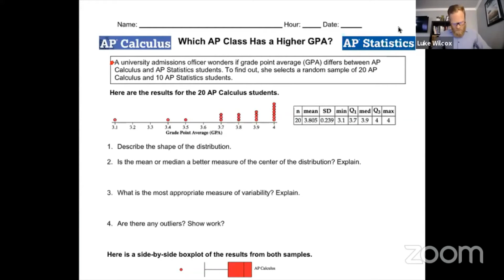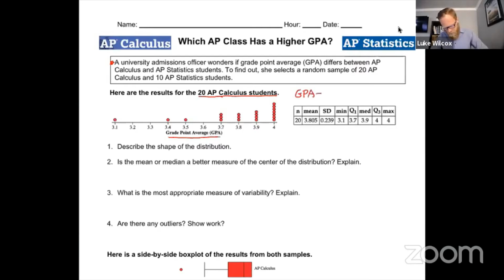Here are the results for the 20 AP Calculus students. And it looks to me like we're given a dot plot of the results, as well as some summary statistics there. Now, here's the first thing that we want to recognize here: the variable that is being measured by this data. And very clearly, the variable that we're measuring here is GPA.